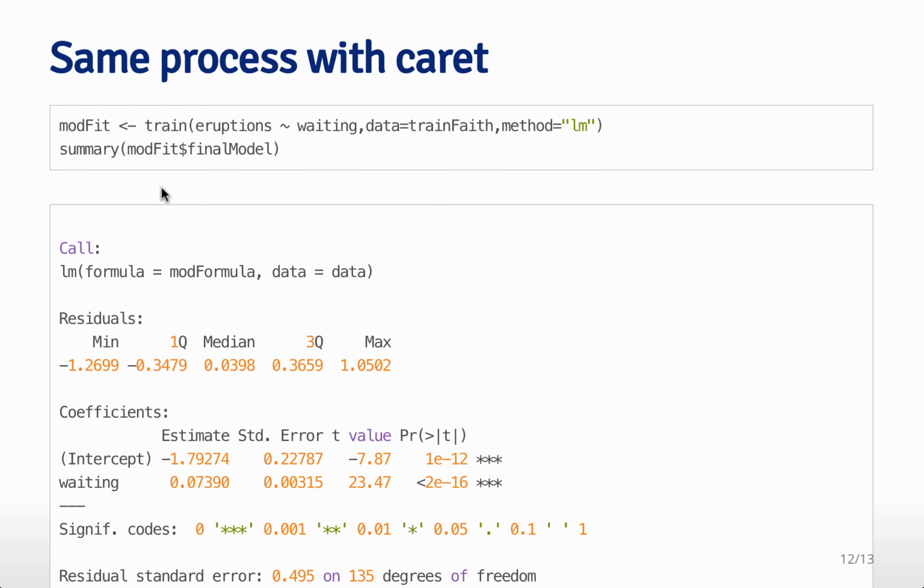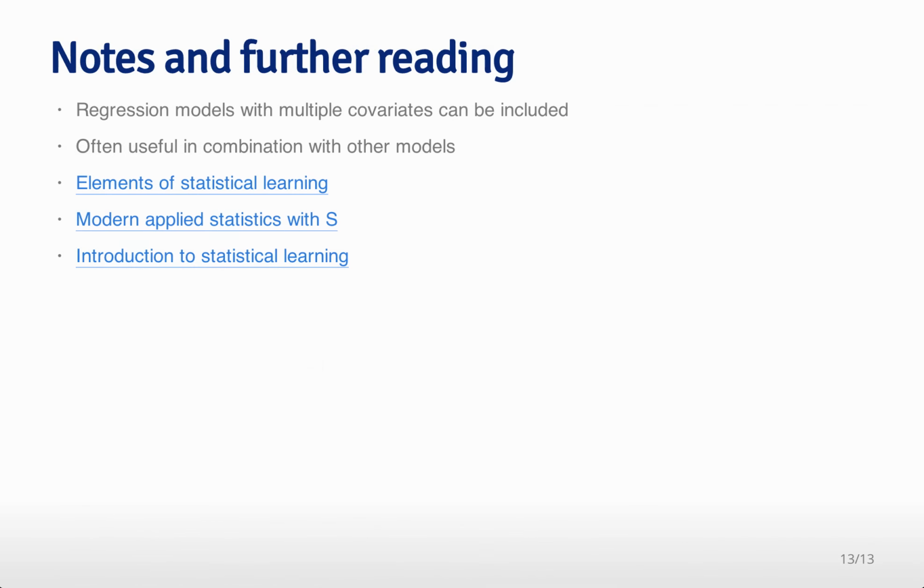So if you do a summary of that final model fit, the final model is the part of the model fit object that was created by train that tells you the exact final model that's being used for prediction. And again, it looks very similar to the model that we fit by hand. It's minus 1.79 for the intercept and 0.07 for the waiting time.